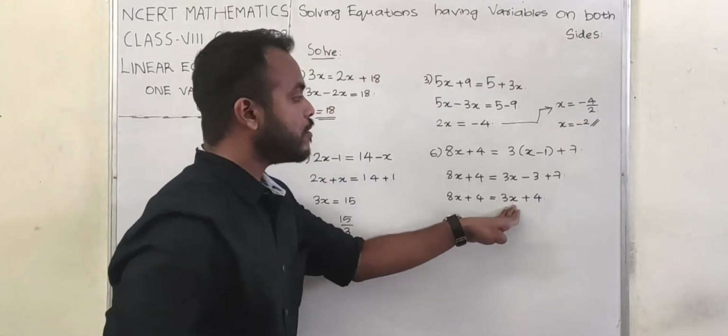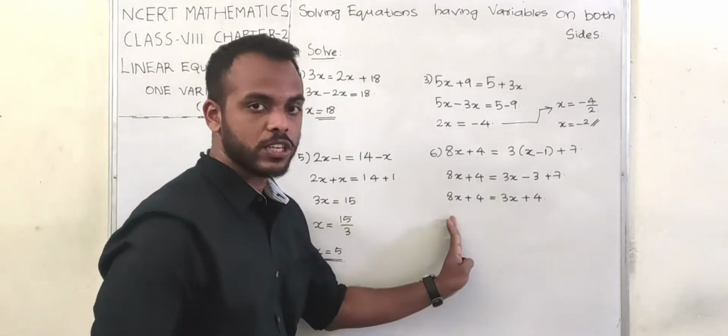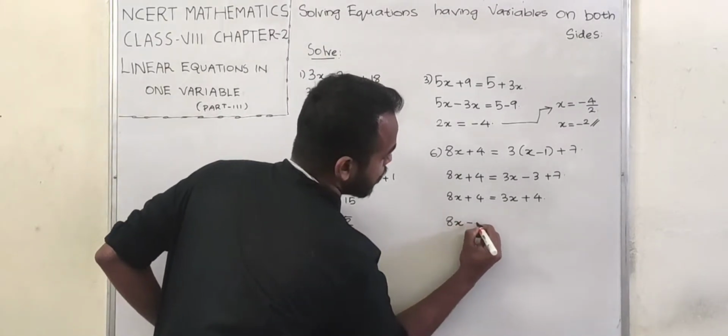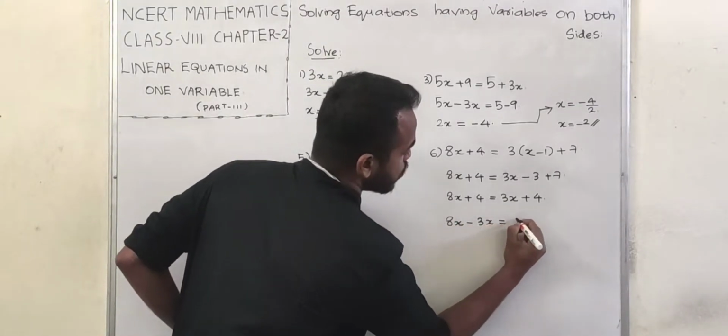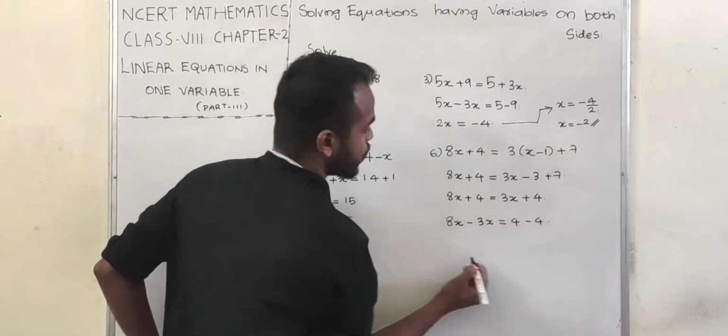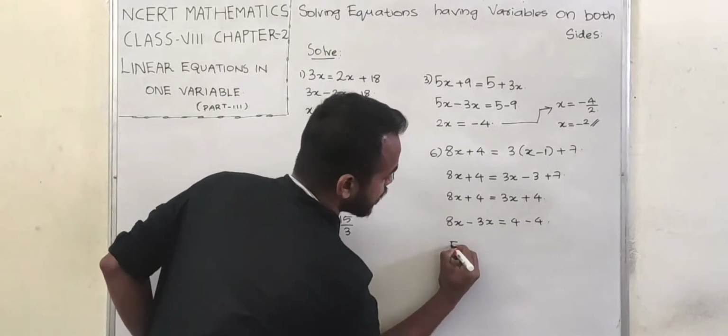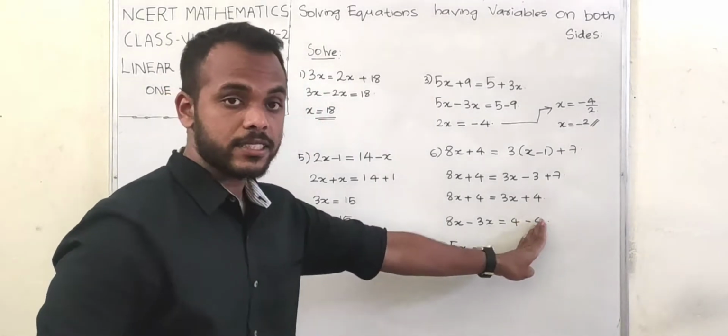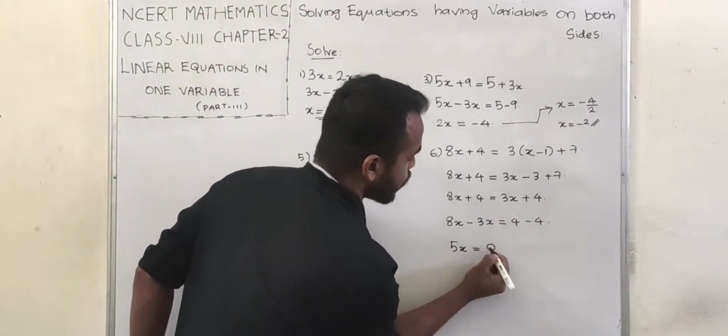Now take the variables to the LHS and the constants or numerals to the RHS. So what happens? 8x minus 3x is equal to 4 minus 4. What is 8x minus 3x? It is 5x, and what's left in the RHS? It's 0.